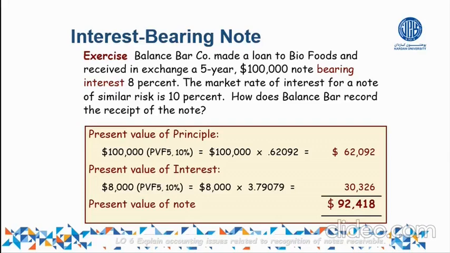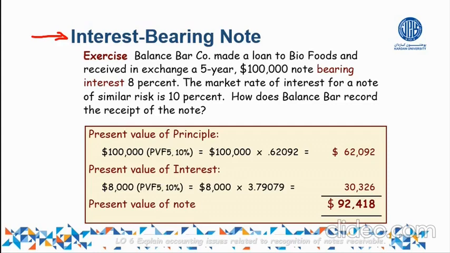This video is the third in the sequence on the types of note receivables. Our third note receivable is the interest bearing note. It offers an interest rate, unlike the zero interest bearing note. And the second thing here is that the interest rate offered in the contract is different from the one in the market.